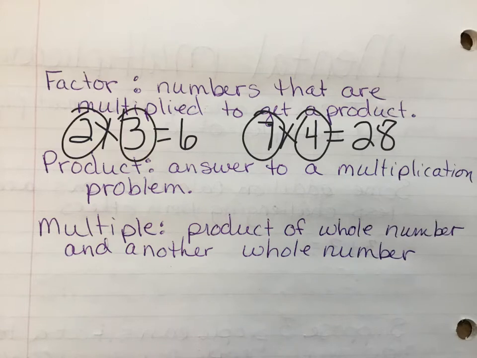The next vocab word is product. We should know this one, but I wanted to review it just in case. A product is an answer to a multiplication problem. So in the ones that I just drew here, this is my answer, so that is my product because we are multiplying in these number sentences. So 28 is my product here, and 6 is my product here.